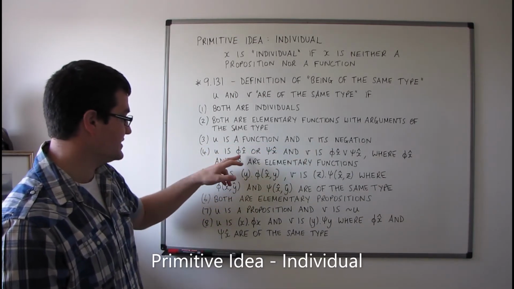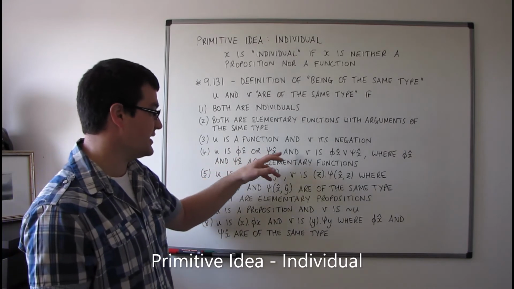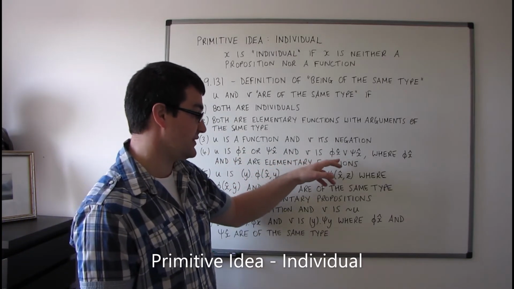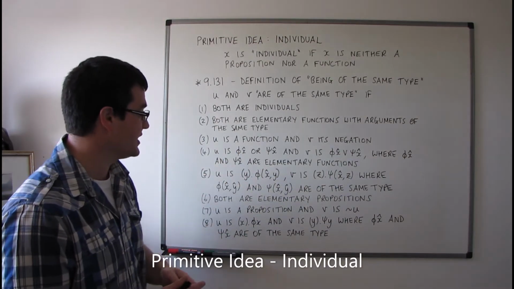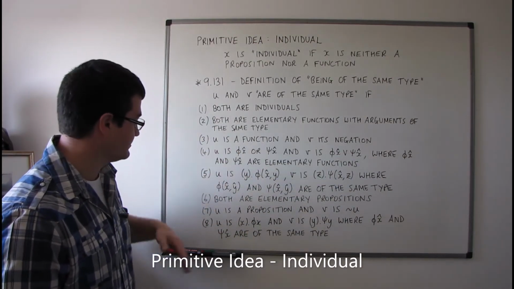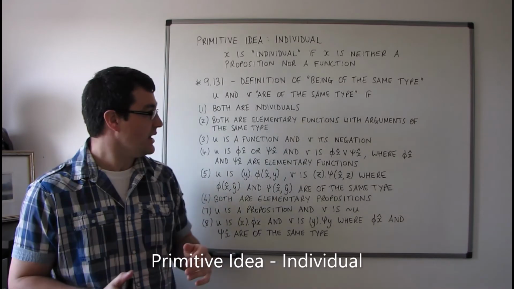U is phi or U is psi, and V is the disjunction of phi and psi, where phi and psi are elementary functions. And on and on. I'm not going to go through all of them.